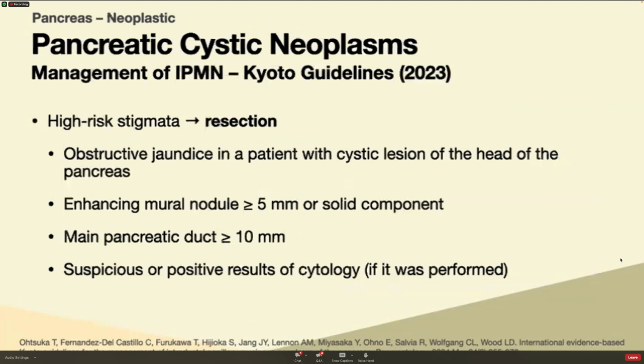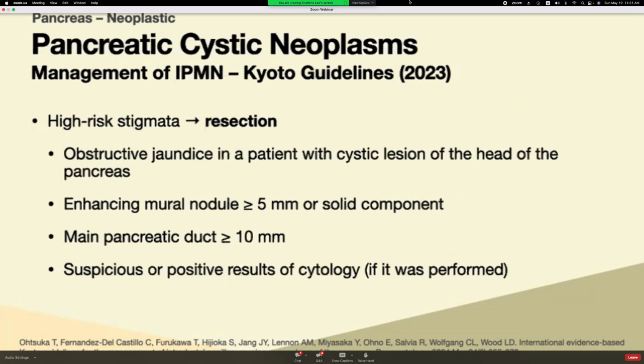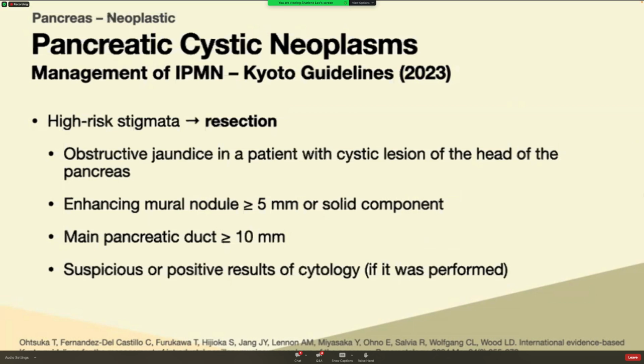So for the high-risk stigmata, these are features wherein you would have to do a resection. So this includes obstructive jaundice, enhancing mural nodule of greater than or equal to 5 millimeters or with solid component, main pancreatic duct diameter of at least 10 millimeters, and if FNA was done, presence of suspicious or positive results of cytology.